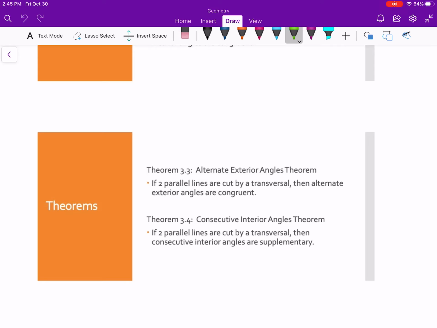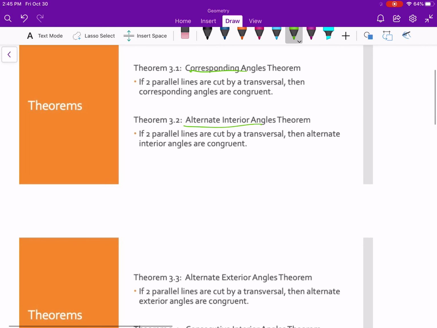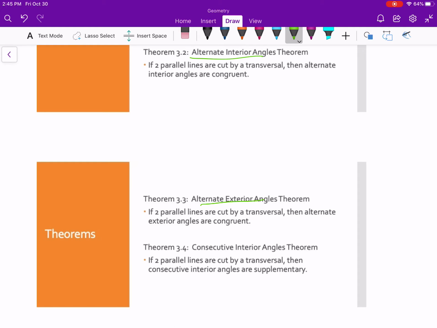The only one that's different is consecutive interior. So if two parallel lines are cut by a transversal, then consecutive interior angles are supplementary. Okay, so if you have corresponding, alternate interior, or alternate exterior, and you have parallel lines, they are congruent. If you have consecutive interior, they add up to 180.